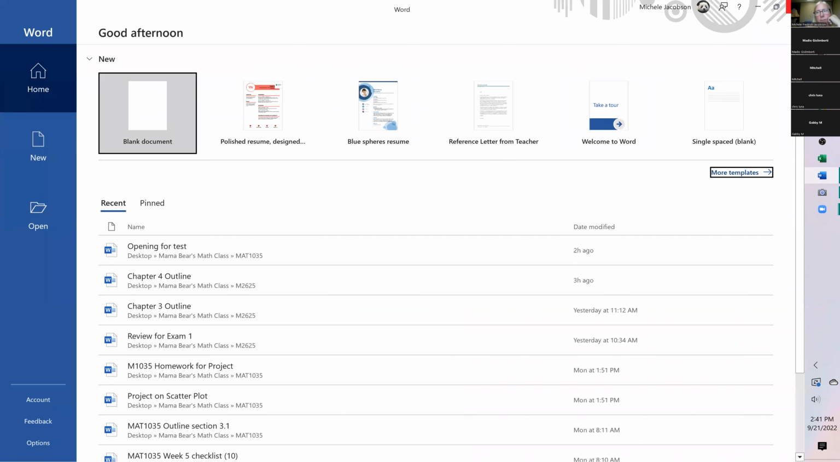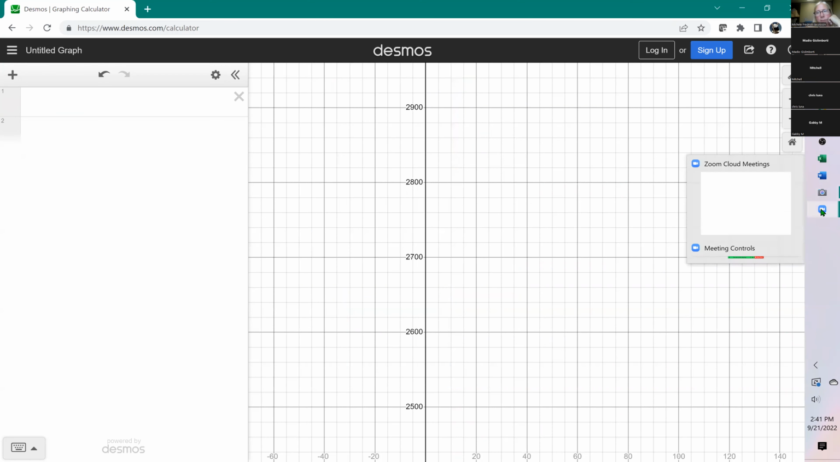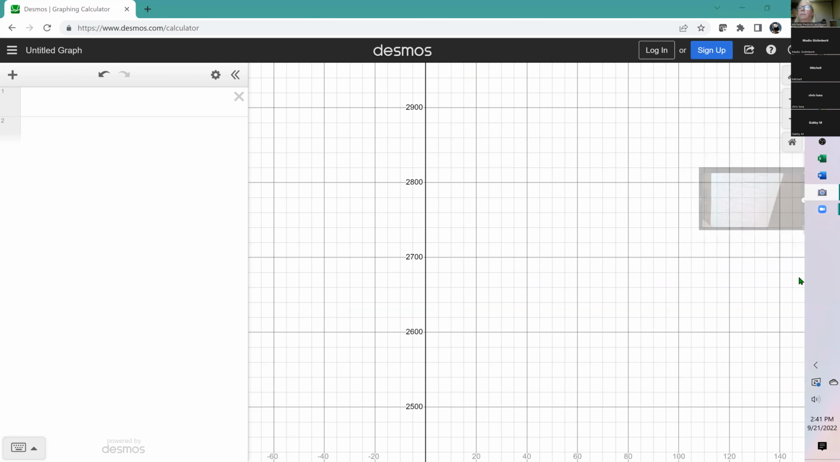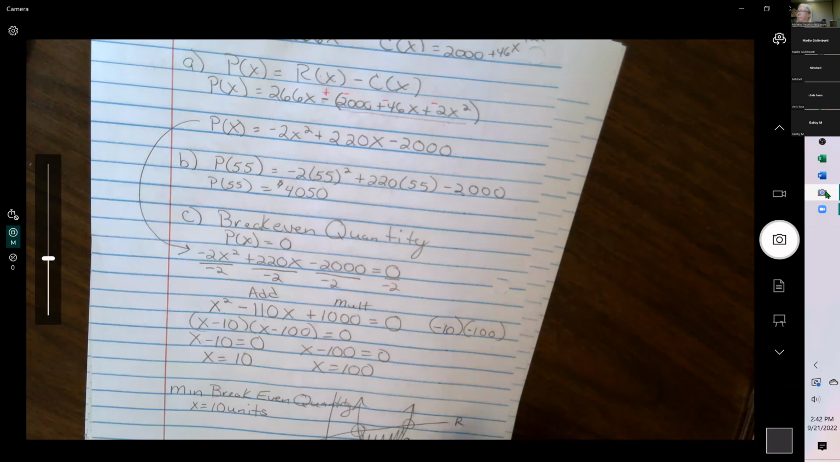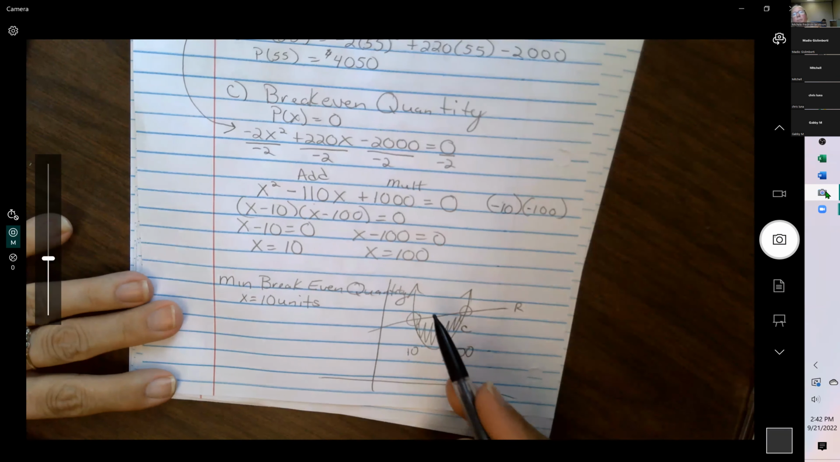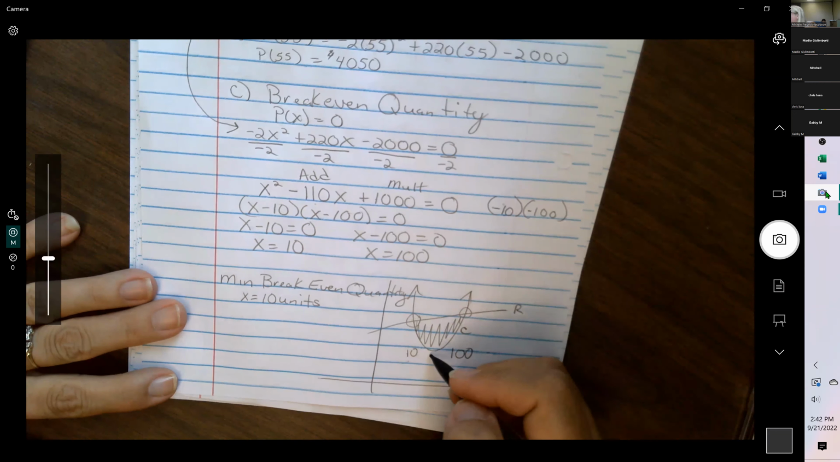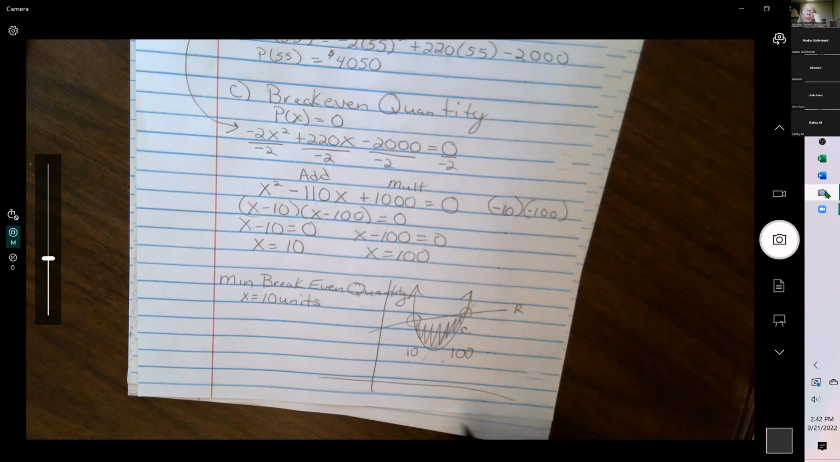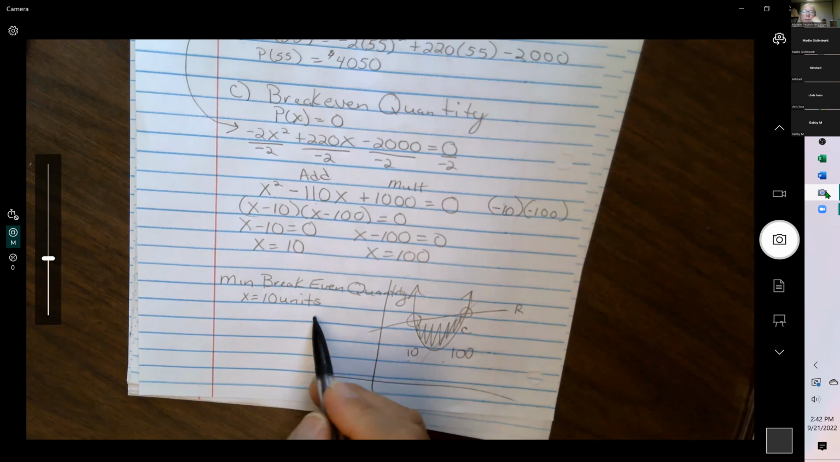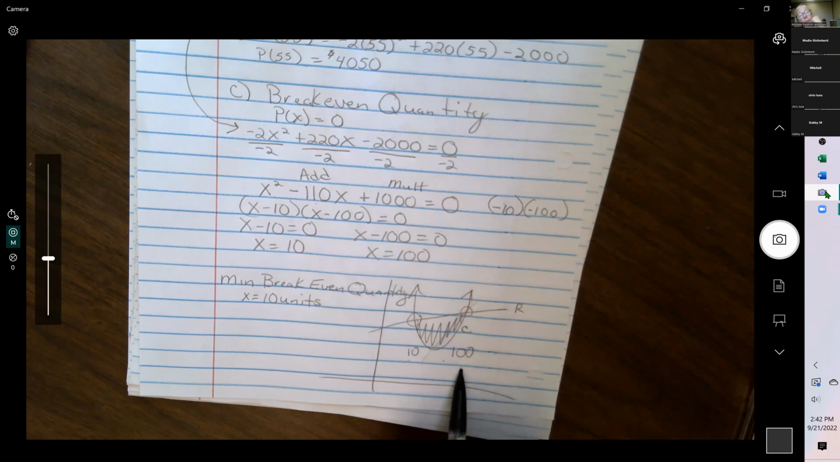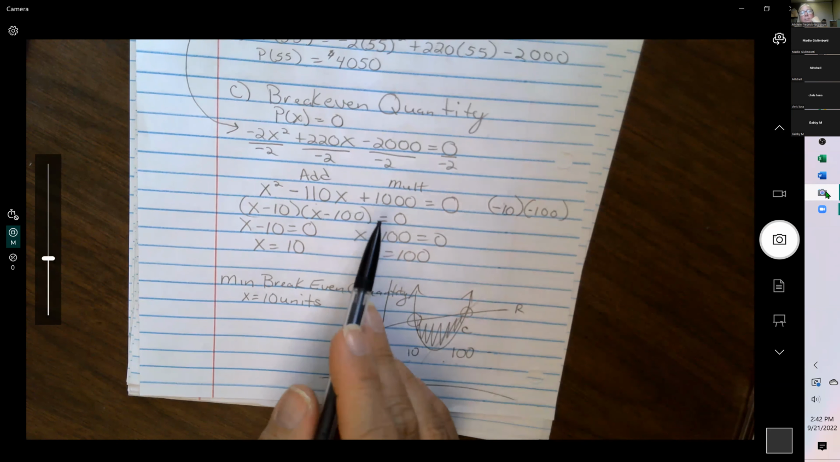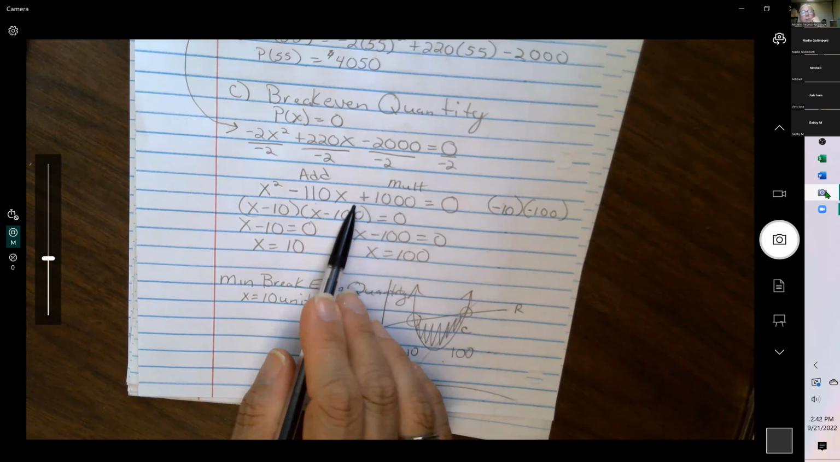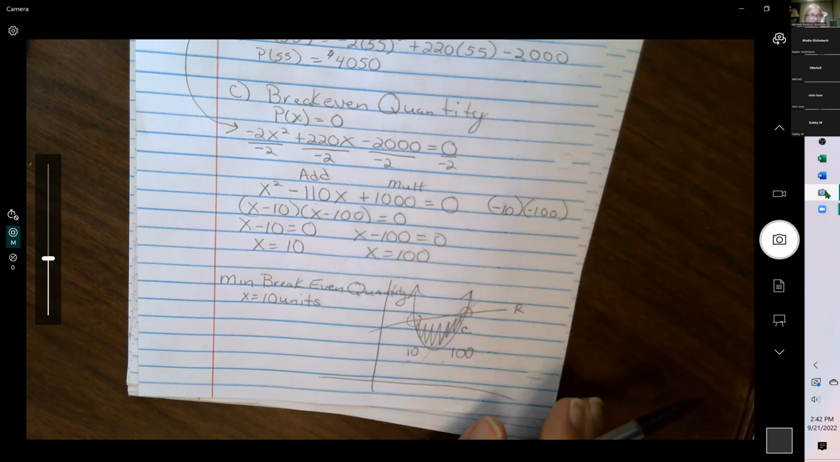But normally you'll be able to see it better. This one, it went here. But the lower value is where you start making money and the higher value is where you start losing money. And someone had a question about doing this with the quadratic formula, so I'll show you that.